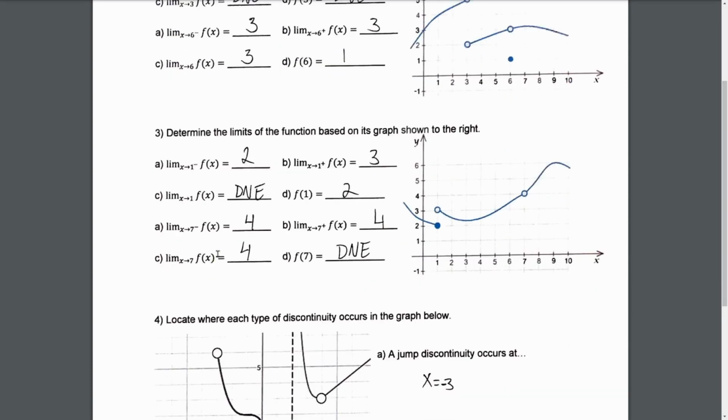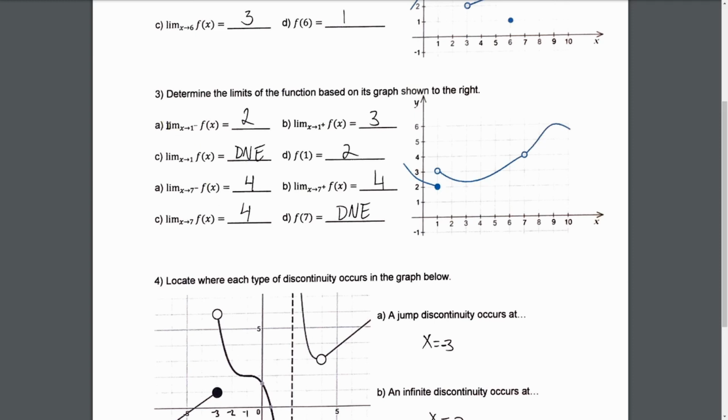So for number 3, we have evaluate the function at x equals 1. So from the left side, you can see these y values are coming down and they're approaching y equals 2. From the right side, they're actually increasing and they're approaching 3. So the overall limit does not exist because these two aren't equal to each other. At x equals 1, the y value is 2. This is the solid point here.